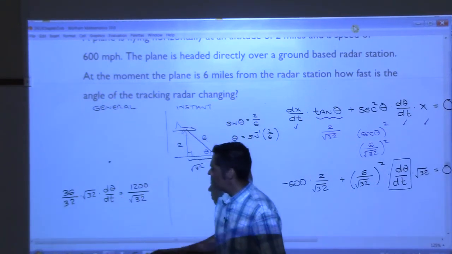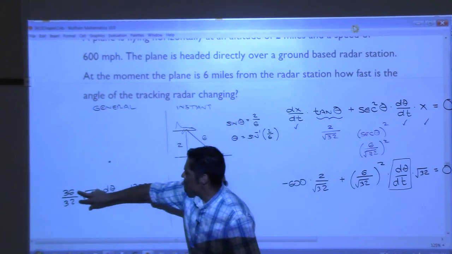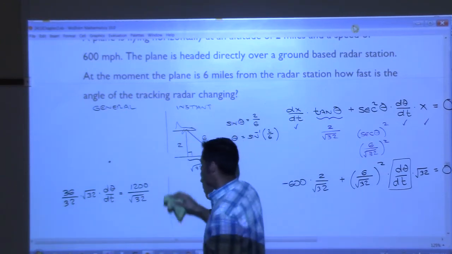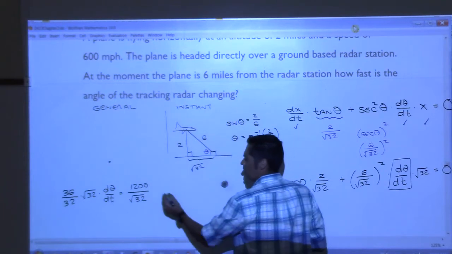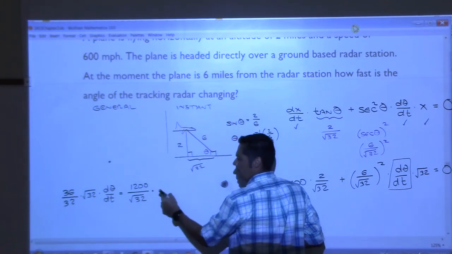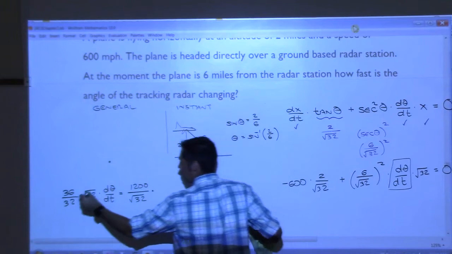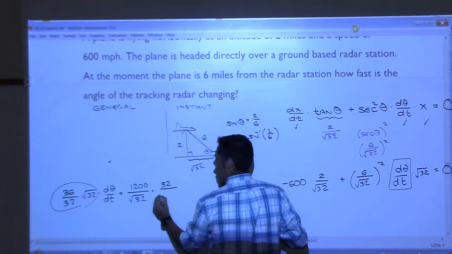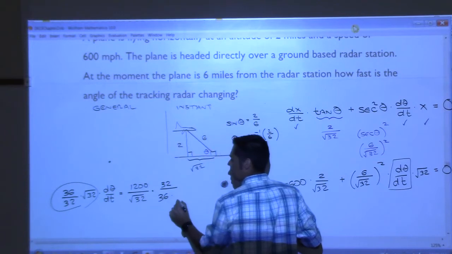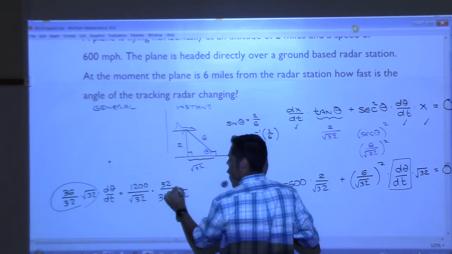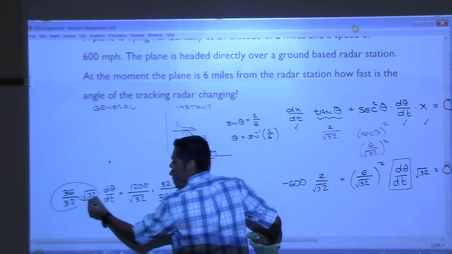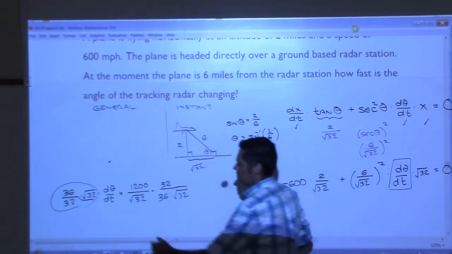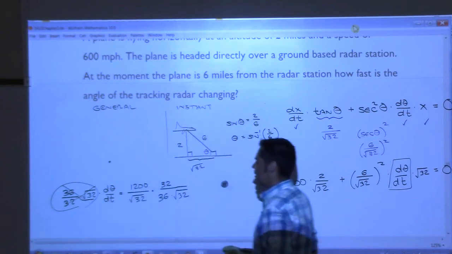Yes? Now what I'm going to do is multiply this side by the reciprocal on both sides, and that should get my d theta dt by itself. So what would I be multiplying by over here if I wanted to get rid of this? 32 on top, 36 on the bottom, and root 32 on the bottom. Because really this is like a fraction like that, so I'm just flipping it. On both sides it'll go away over there.